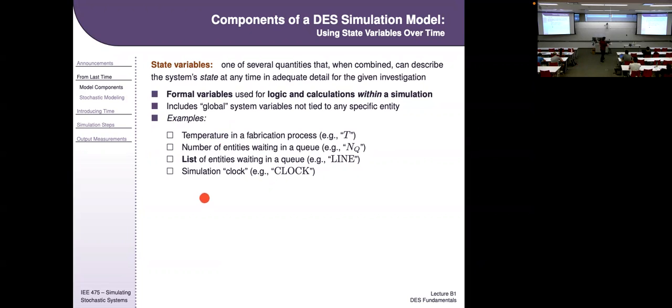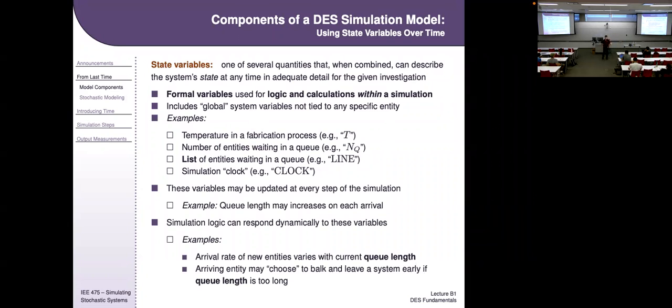Lists are examples of that too. Who is in line right now? That is not a numerical variable, it's a complex data structure, but that data structure changes over time, so we consider it a state variable. Even the clock itself, we consider a state variable. So it's just the things we use to keep track of state. And these can be updated every step of the simulation. These might not be updated, but they should at least have the potential to be updated.